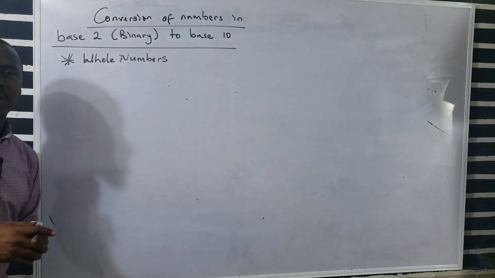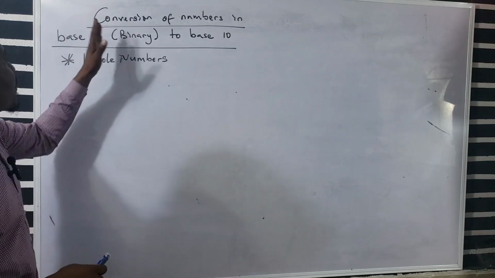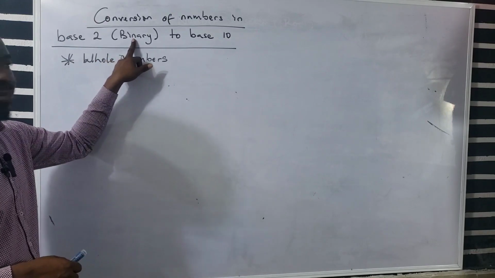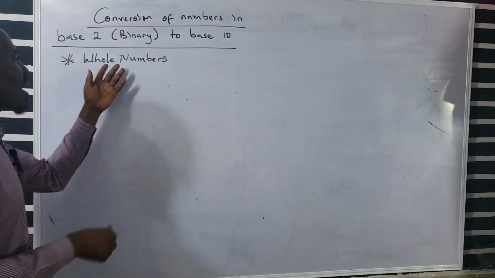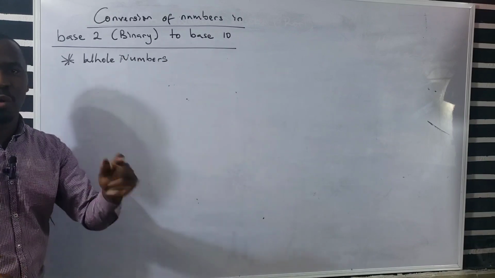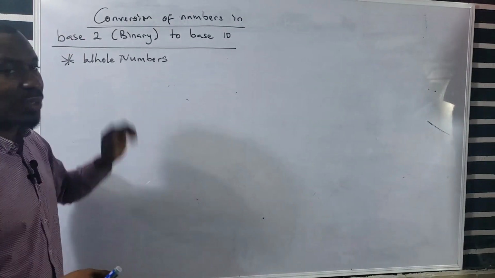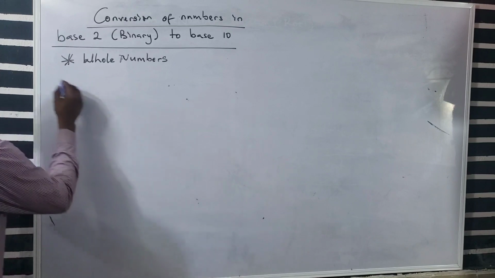So we are going to start from conversion of numbers in base 2 to base 10. This is where we are going to start our class today. From conversion of numbers in base 2, of course, that's what we call binary numbers, to base 10, we are going to first of all look at whole numbers, when there's no decimal point. So let us take an example.